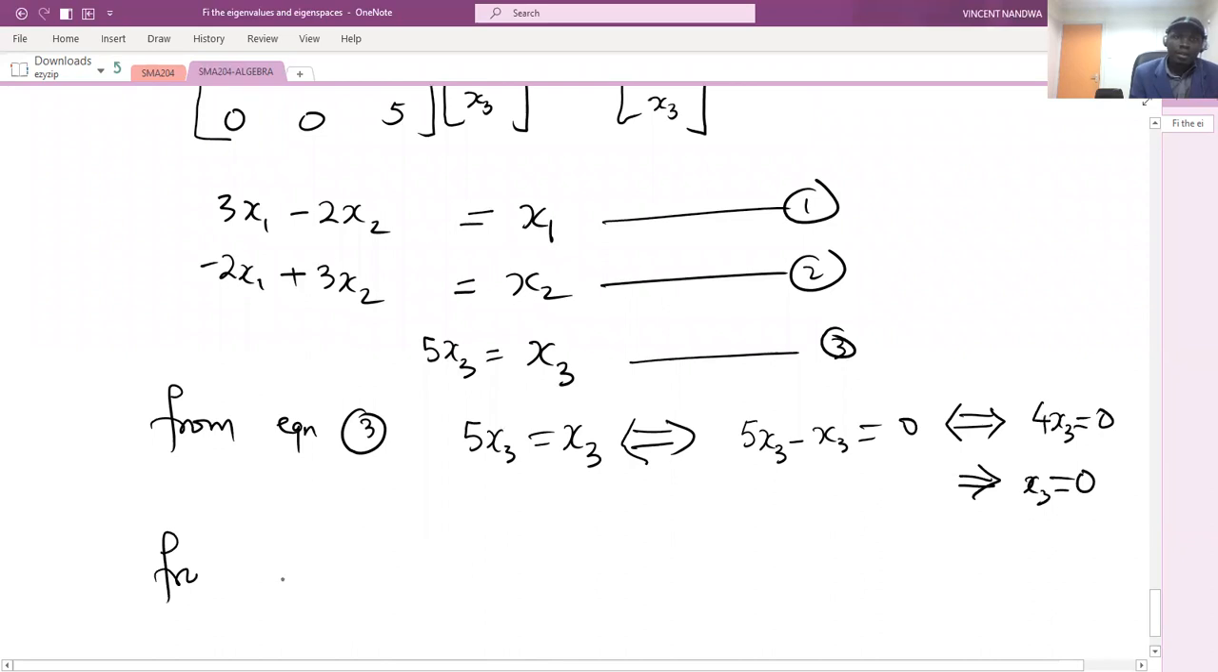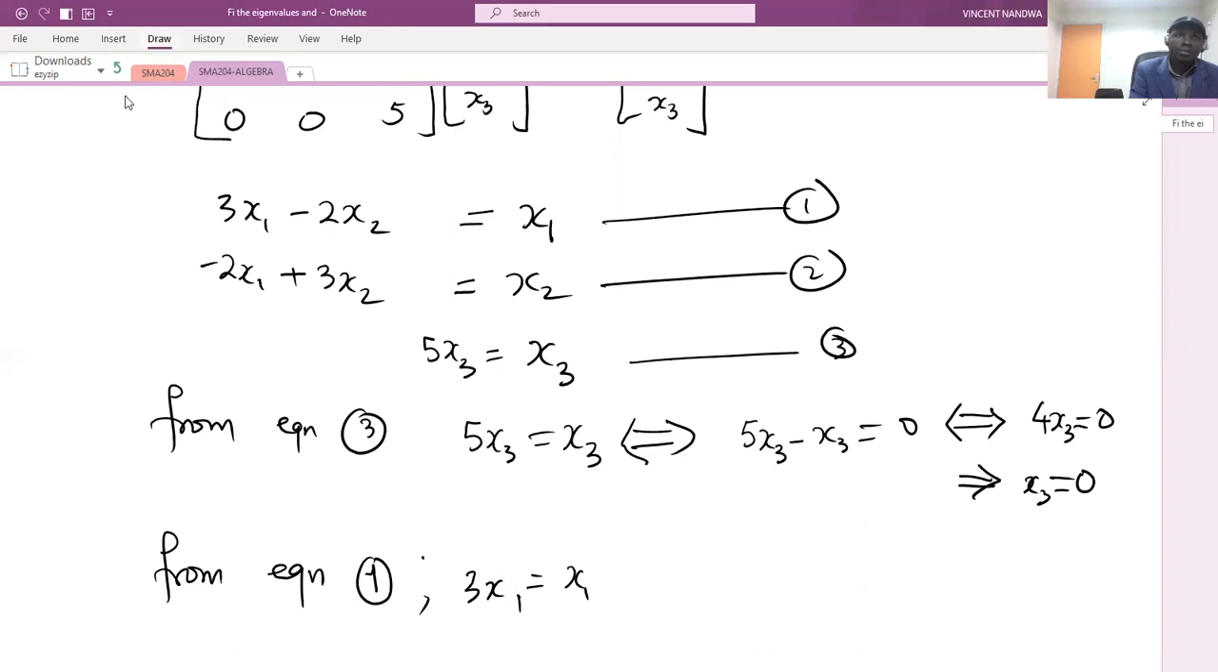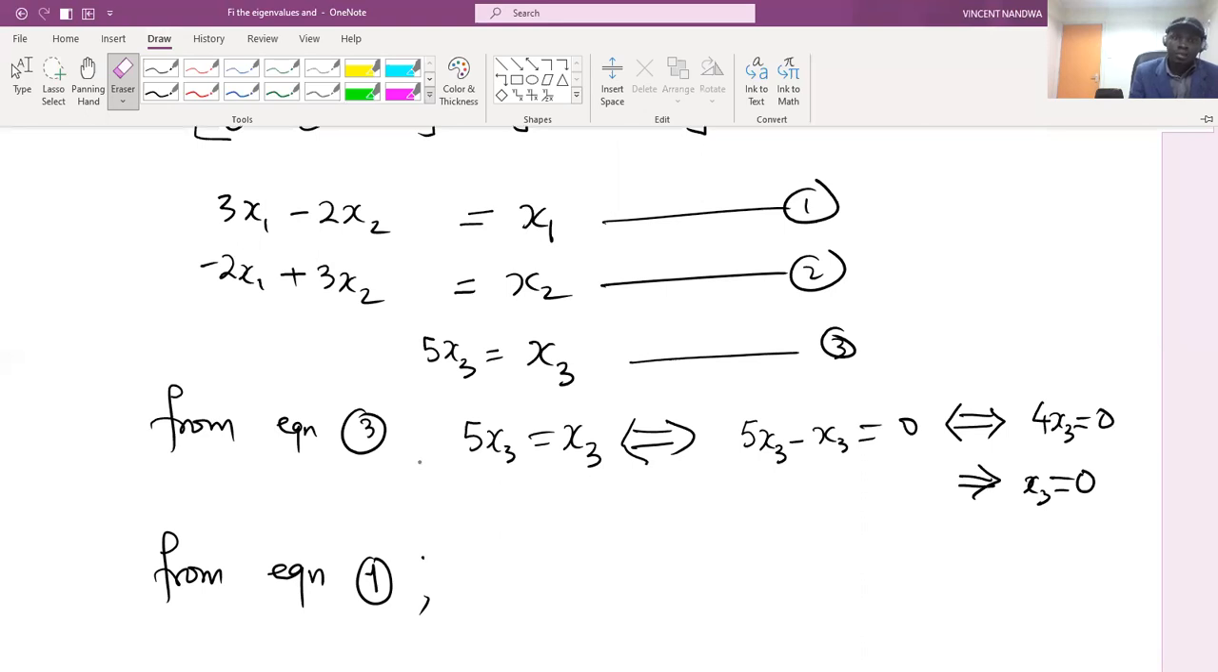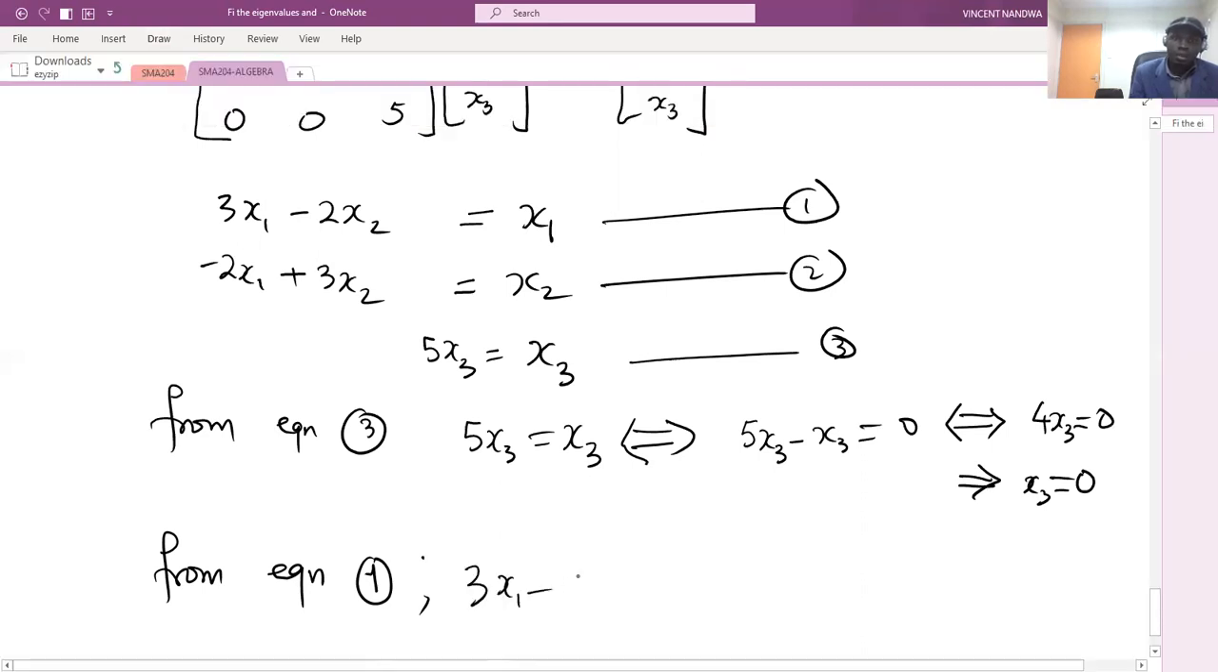And from equation 1, we'll have 3x1 equals x1 plus 2x2. Actually, I bring x1 to the left so that I have 3x1 minus x1 equals 2x2. So that's the same thing as 2x1 equals 2x2, which is the same as saying x1 equals x2.